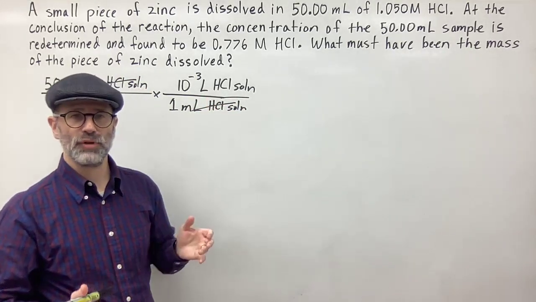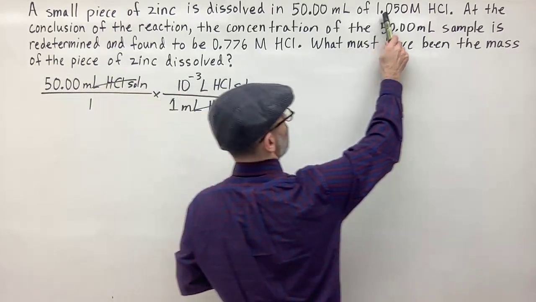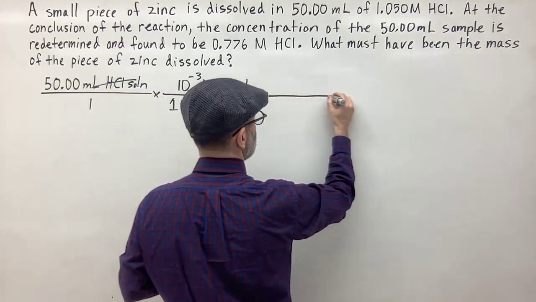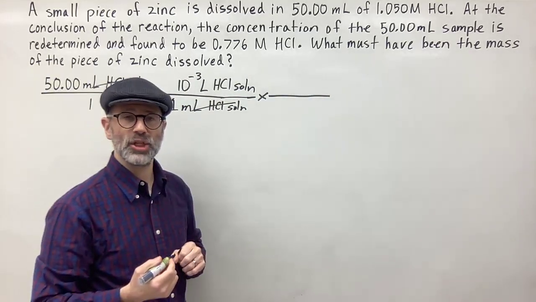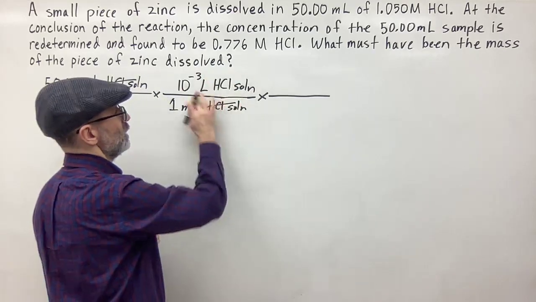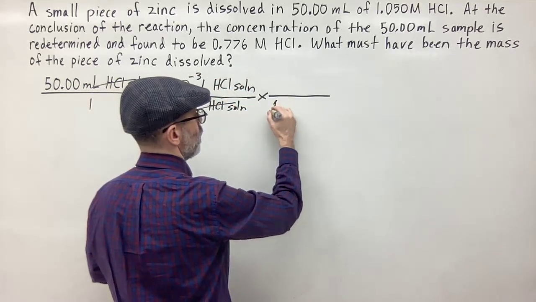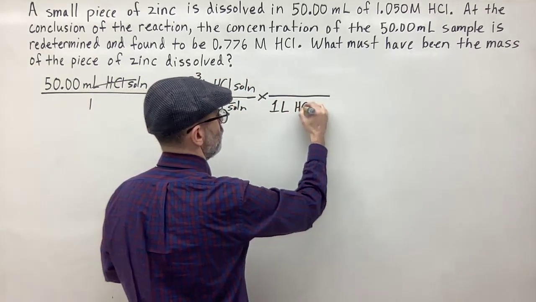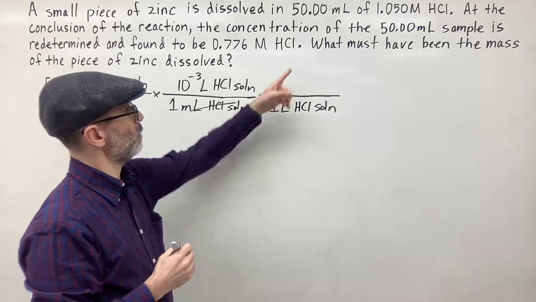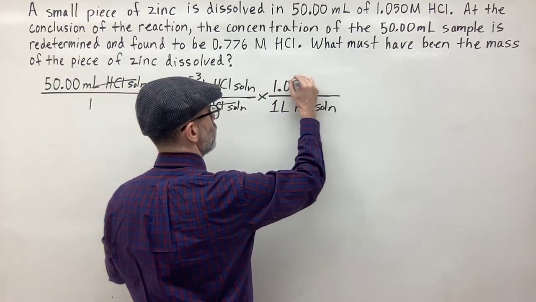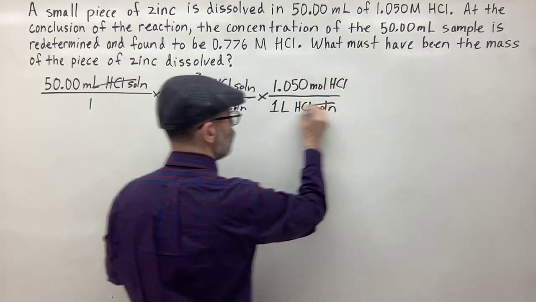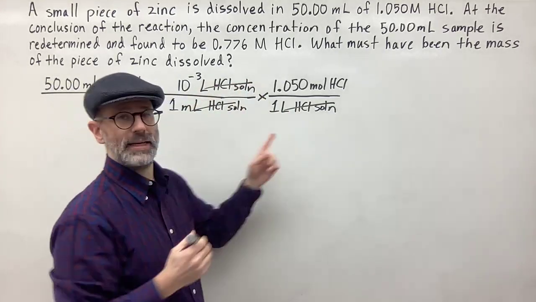Now I can use molarity as a conversion factor. So in this case, I'm going to start with 1.050 molar HCl. What that means is that I have 1.050 moles per liter of the solution. So since I have liters on the top, I'm going to have liters on the bottom: 1 liter of the HCl solution. And then on top, I'm going to have the 1.050 moles of HCl. So the liters of HCl solution cancel out, and now I have moles of HCl.